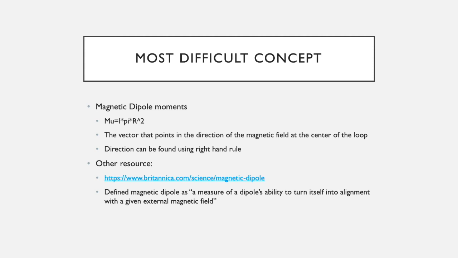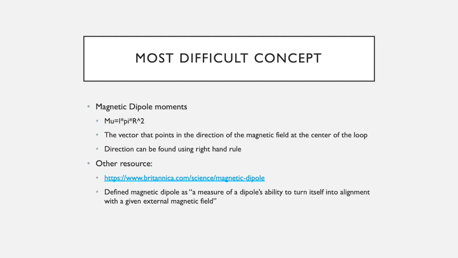Although there were multiple challenging topics in reading week 6 that were discussed, the most difficult concept for me to understand was when we were discussing magnetic dipole moments. Although the lecture described that mu equals I times pi times r squared, I was still a bit confused. So, although the lecture gave information about magnetic dipole moments that described it as the vector that points in the direction of the magnetic field at the center of the loop, it also described the direction can be found using the right-hand rule, but I still did further research.